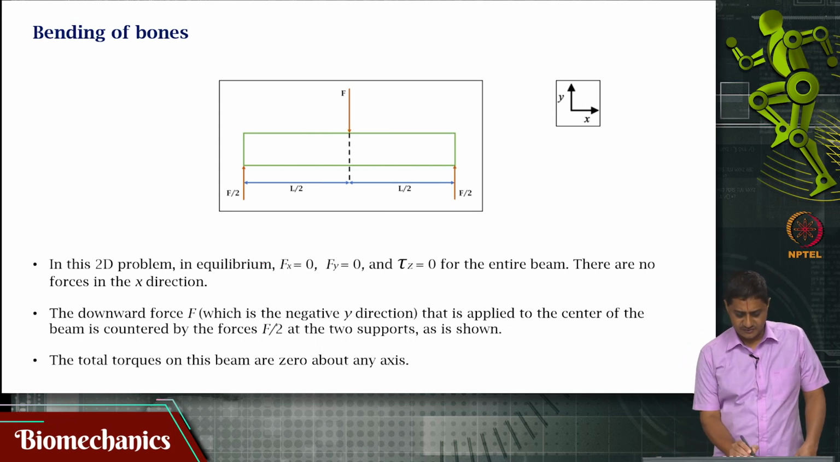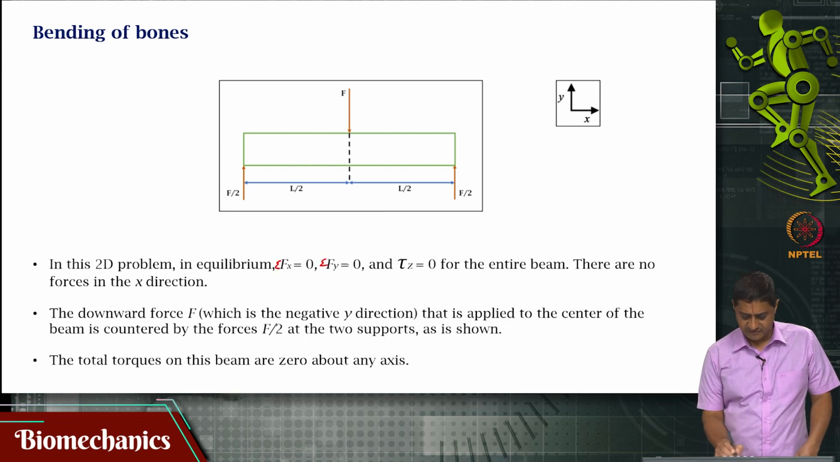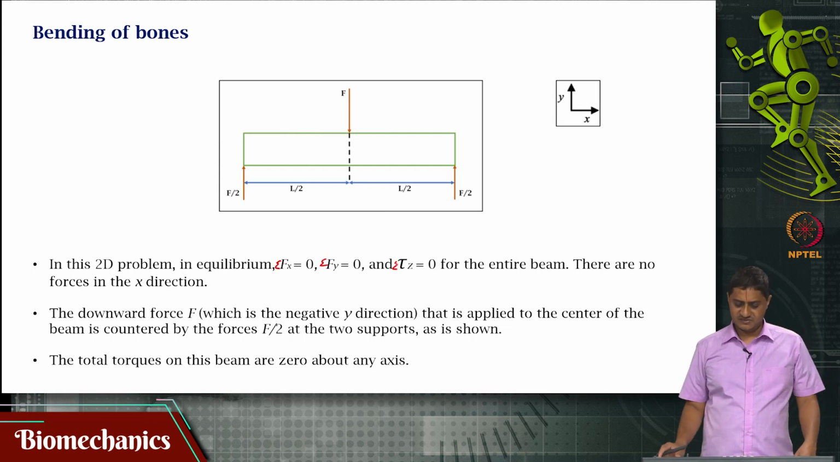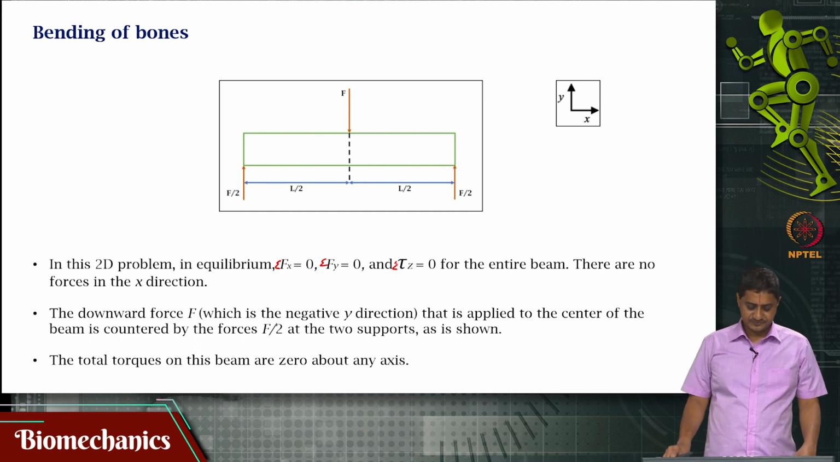essentially sigma Fx equal to 0, sigma Fy equal to 0, sigma Mz equal to 0 for the entire beam. Of course, there are no forces in the x direction. The downward force capital F, that is actually in the negative y direction, is it not? Because the xy axis is given as shown. This downward force capital F is countered by two forces, F by 2 and F by 2, at the two supports, right.